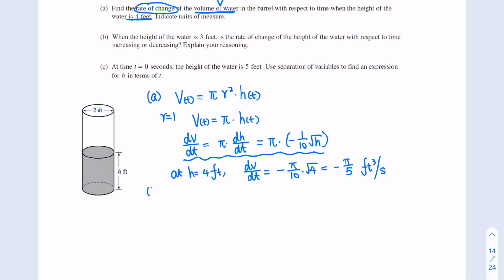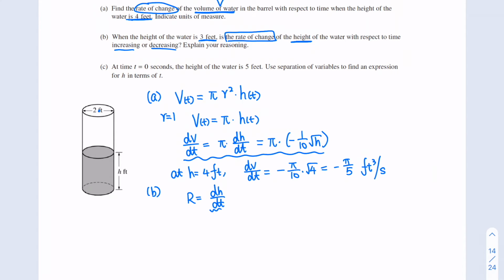Part B. When the height of the water is 3 feet, is the rate of change of the height of the water with respect to t increasing or decreasing? We are trying to study the rate of change, increasing or decreasing. First, let's have a look: what's the rate of change of the height? The rate of change of the height is dh over dt.